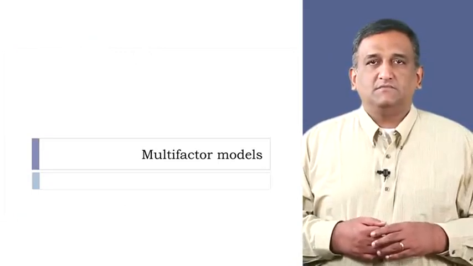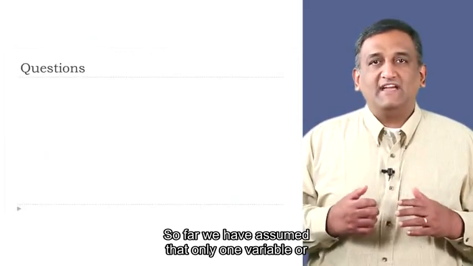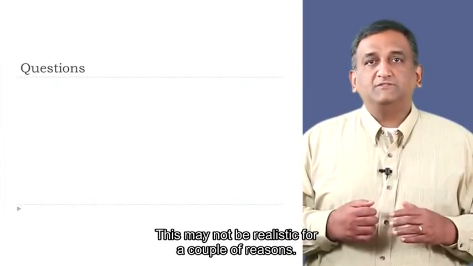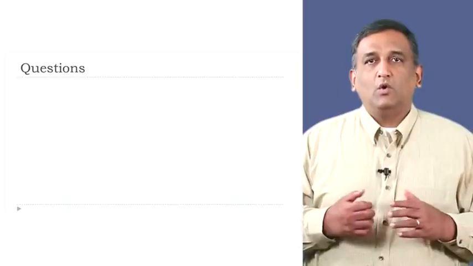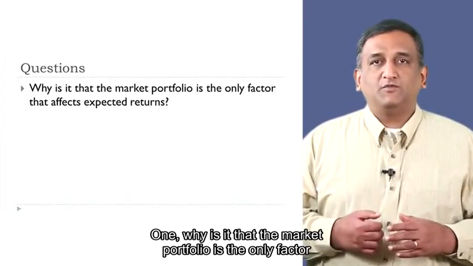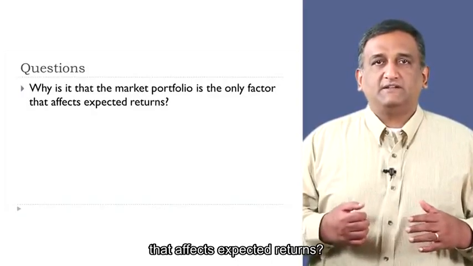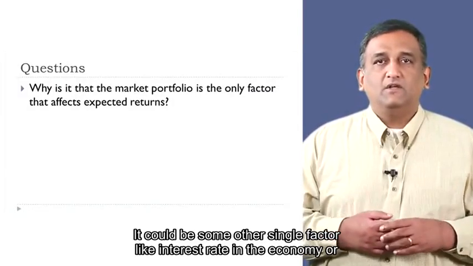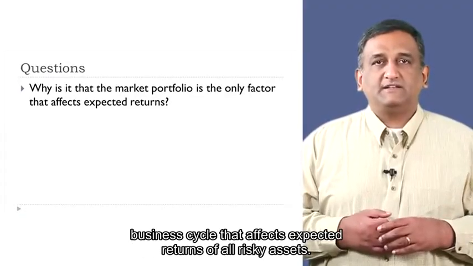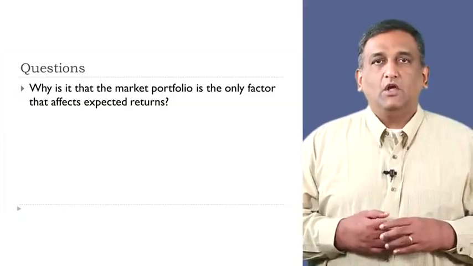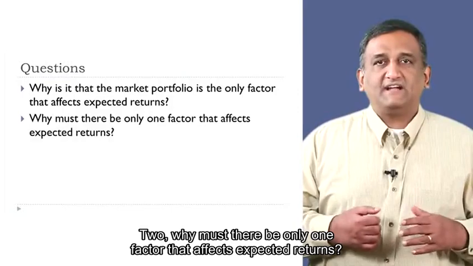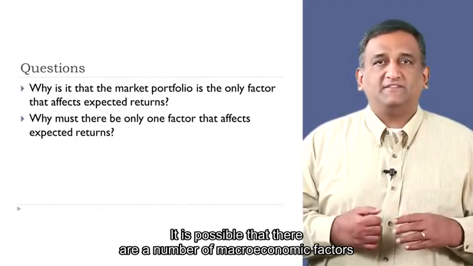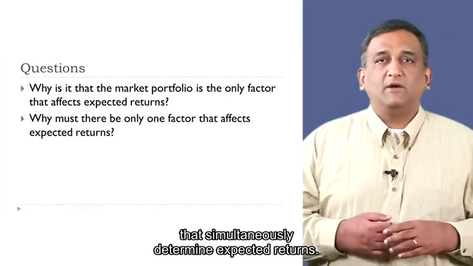Multi-factor models. So far, we have assumed that only one variable or factor, namely the market portfolio, affects expected returns. This may not be realistic for a couple of reasons. One, why is it that the market portfolio is the only factor that affects expected returns? It could be some other single factor, like interest rate in the economy or business cycle, that affects expected returns of all risky assets. Two, why must there be only one factor that affects expected returns? It is possible that there are a number of macroeconomic factors that simultaneously determine expected returns.